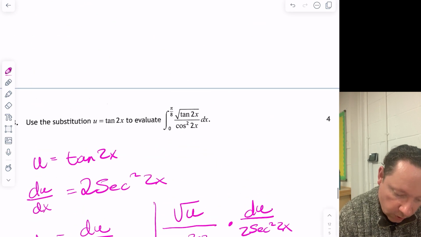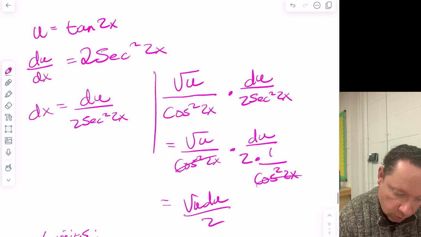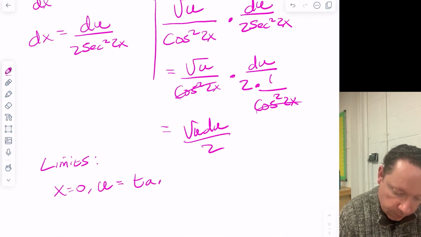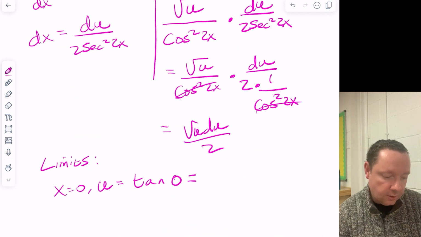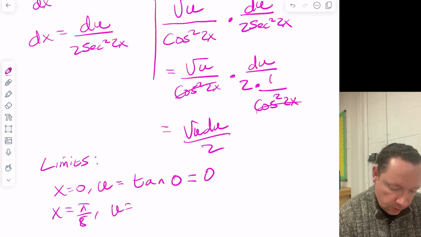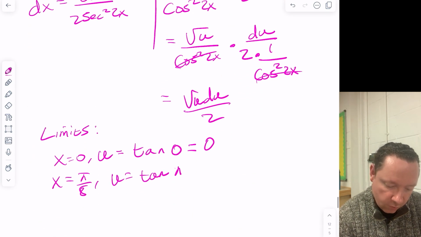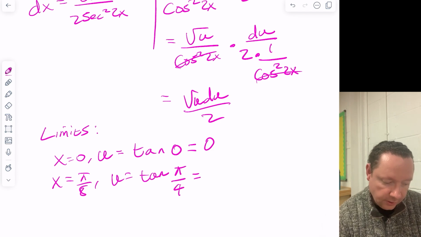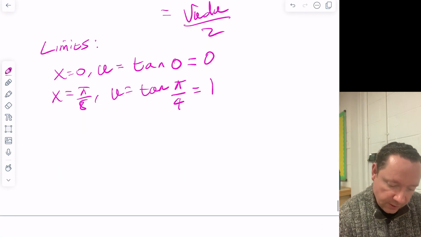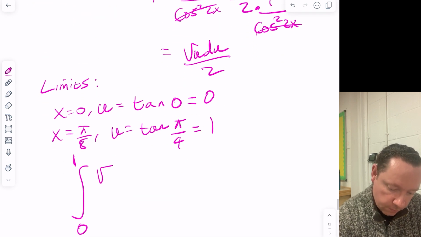So we've got 0 and pi over 8. So when x equals 0, u equals tan of 0, and the tan of 0 is 0. And when x equals pi over 8, u equals tan, it was 2x, I think. So 2 pi over 8, which is pi over 4. Pi over 4 is 45 degrees. The tan of 45 is 1. So that means our integral just becomes the integral between 0 and 1 of root u du over 2.